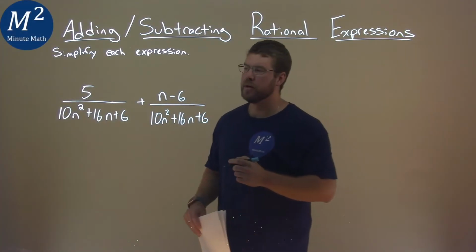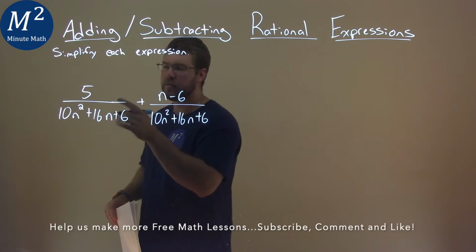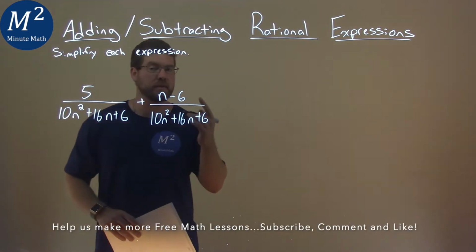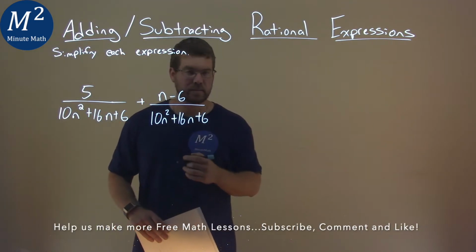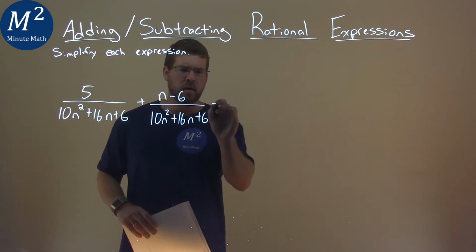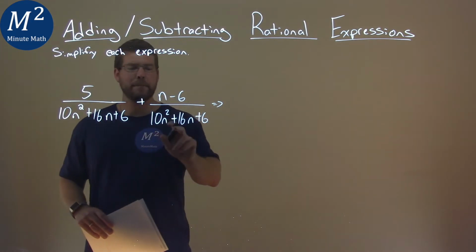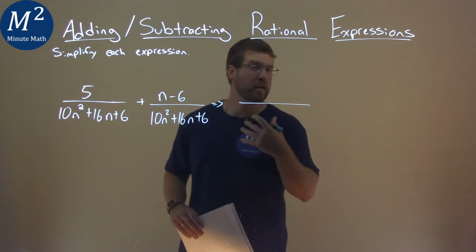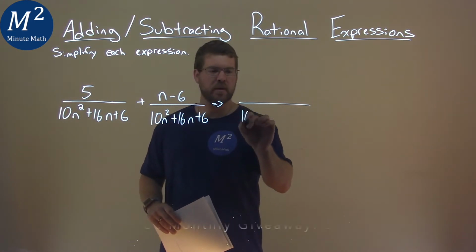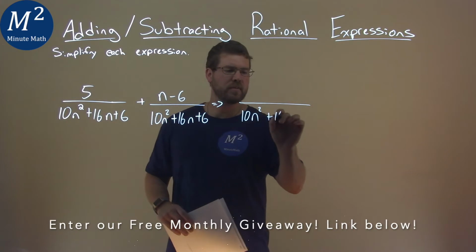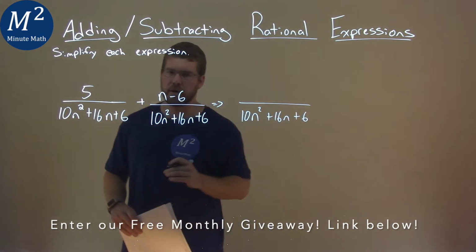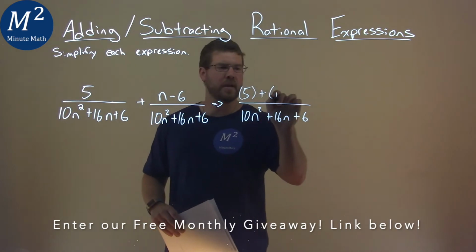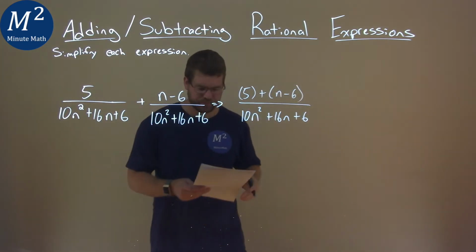We're given this problem right here, 5 over 10n squared plus 16n plus 6 plus n minus 6 over 10n squared plus 16n plus 6. And we've got to simplify this expression. Well, first thing I notice, we have the same base here for both of these fractions. So that means we can combine this into one larger fraction with that base. So we have 10n squared plus 16n plus 6 in the denominator. Now the numerator, we just add like we normally do, 5 plus n minus 6, like so.